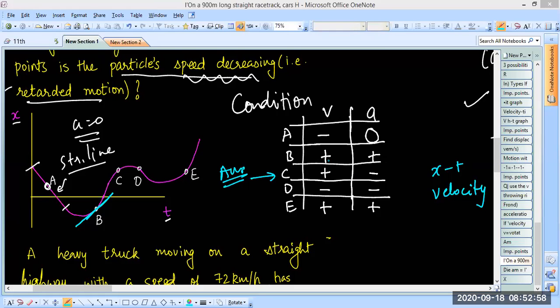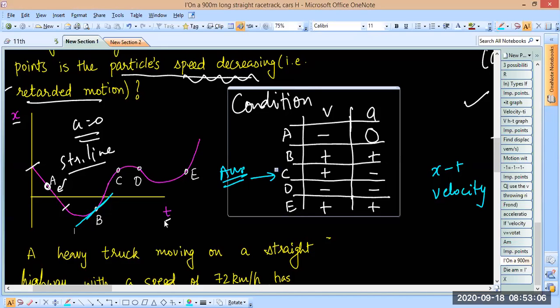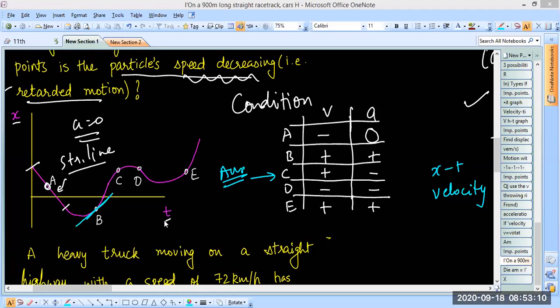All right, so the answer is only C. So how many of you got it right? Only C. No other answer, only C.